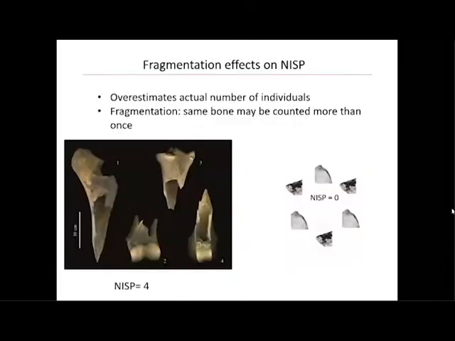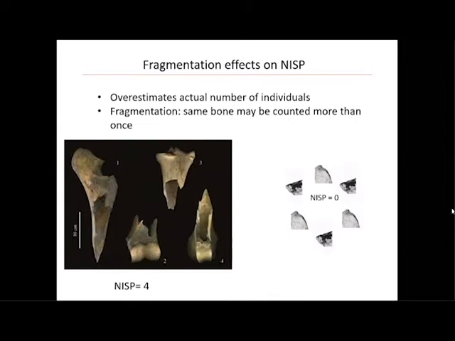Now, like any other method of quantification, it is affected by some factors, and one of the factors that affects it is fragmentation. On your left, you do see a picture of some fragmented bones, and if you were to count this, you'd get the NISP of 4. In reality, these are 2 bones. Number 3 is the tibia. Number 1, 2, and 4 is a femur, and it's the femoral element of the same individual. So if it wasn't fragmented, your NISP would be 2 and not 4.